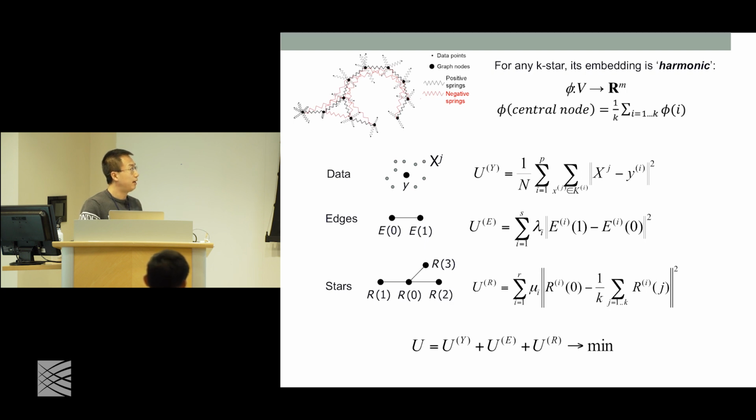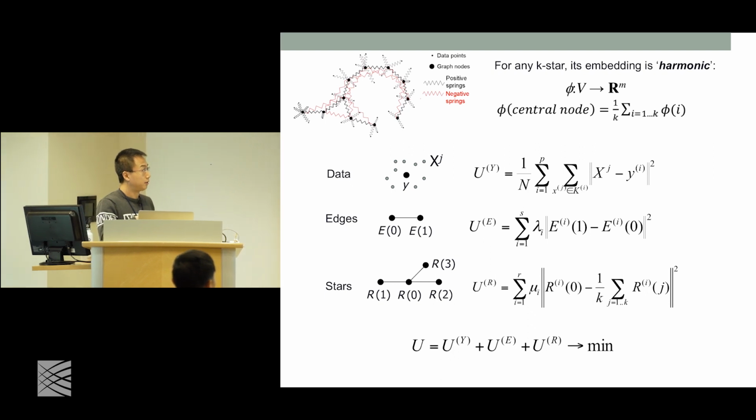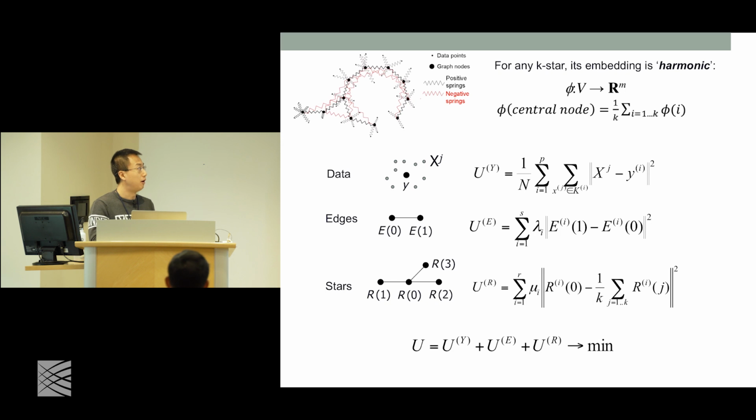But before jumping to this one, I'd like to introduce another important concept, harmonicity. For any K-star, when we do the mapping, if the embedding of a central node coincides with the mean value of the embeddings of all of its neighbor nodes, we say this embedding is harmonic. Keeping this in mind, for the objective function we have 3 important items.